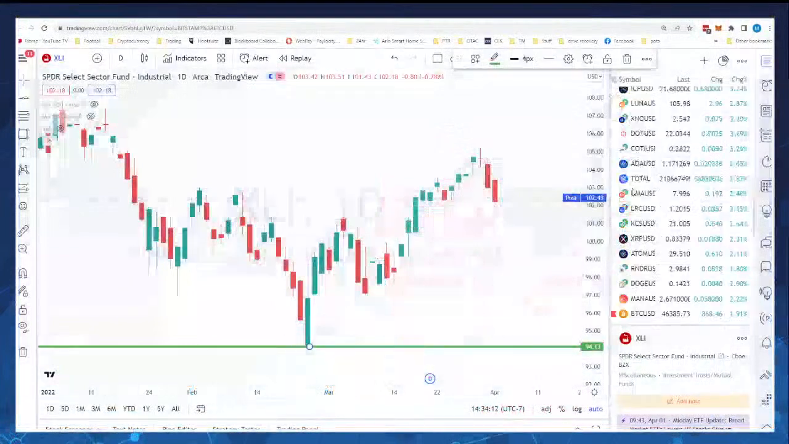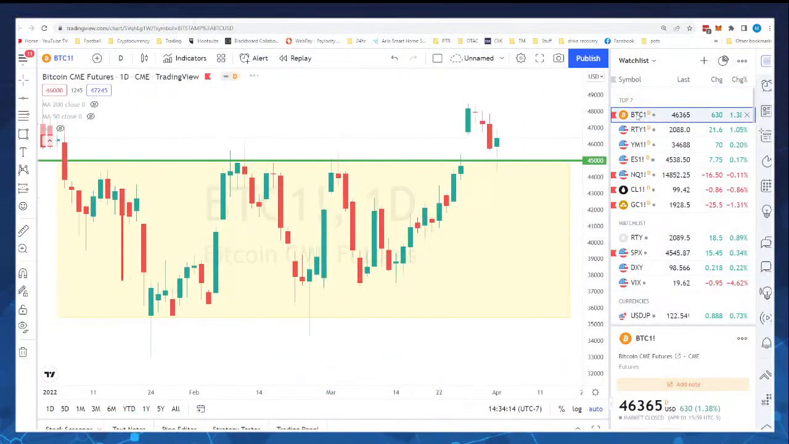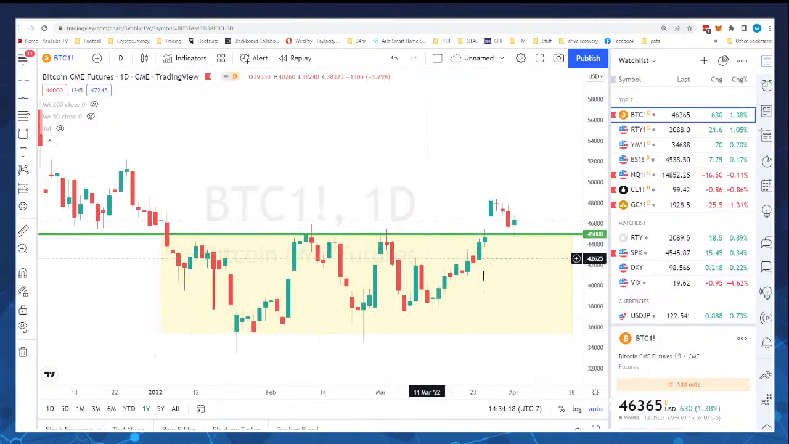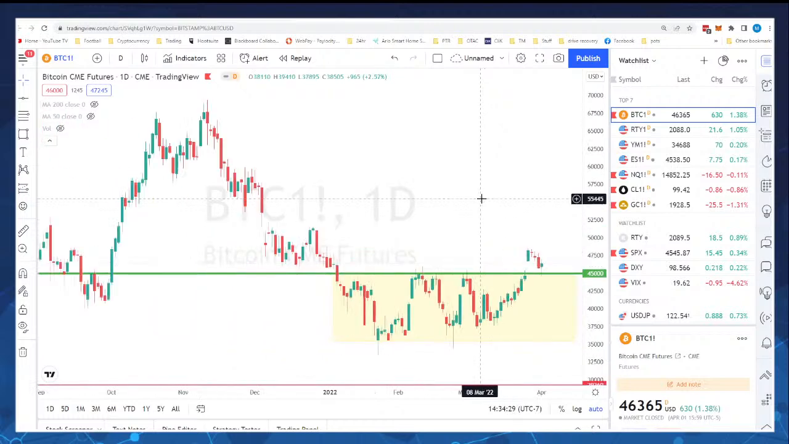Why don't we just take a look at that one real quick? Here's your BTC, 46.3. Did exactly kind of what I thought it was going to do, which is pull back to this 45,000 mark and bounce right off it. Now the question is, what's the next leg look like, right? Does the next leg break 48,000? If it breaks 48,000, I think we're headed for a big run.